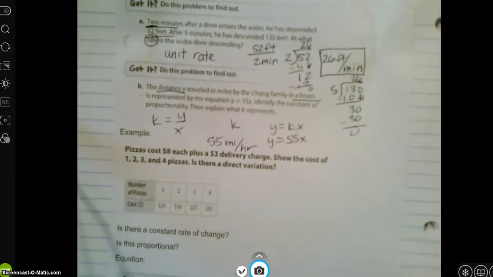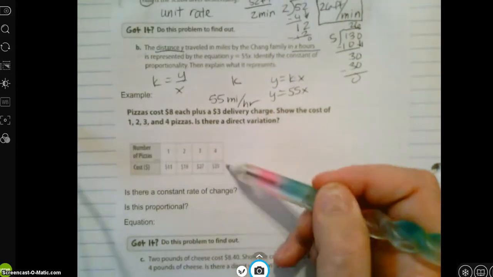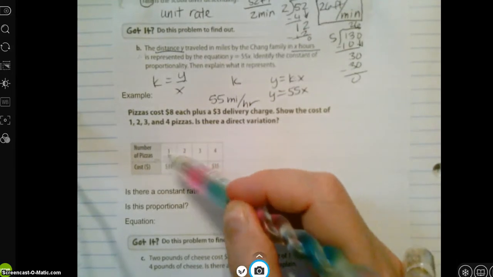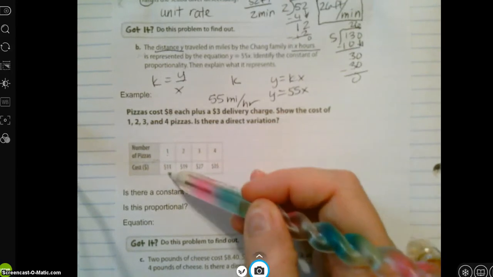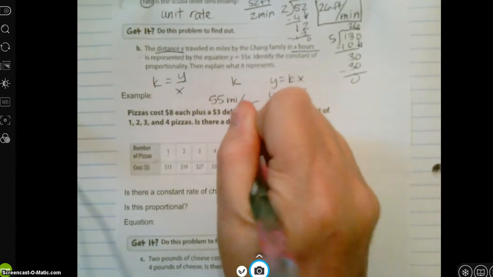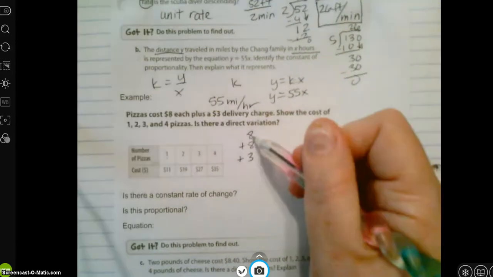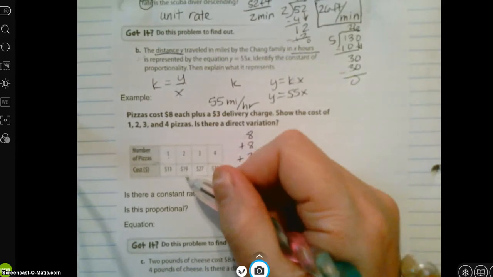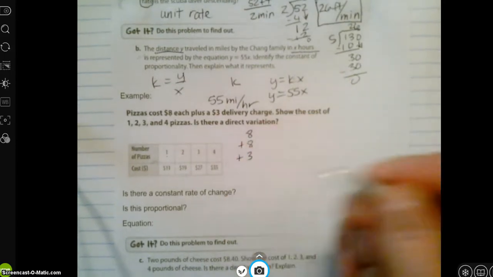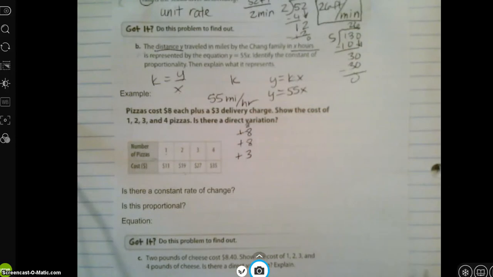Now, let's look at the next one here. It says, pizzas cost $8 each plus a $3 delivery charge. Show the constant rate of change for 1, 2, 3, and 4. Is there a direct variation? Okay? So what they're doing here, and they kind of did our work for us here, they said, well, one pizza, so let's say that we're having this delivered, we have to pay $8 plus $3. So I get $11. Now, if I get 2 pizzas, won't that be 8 plus 8 for the 2 pizzas plus the delivery charge? You only get charged that one time, okay? 8 plus 8 is 16, 17, 18, 19. So that's where we get this. So they're coming up with this themselves. So if I want another pizza, I just add another $8. 8 plus 8 plus 8, 24, 25, 26, 27. Okay, so they came up with our table.